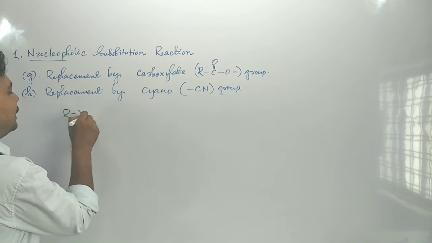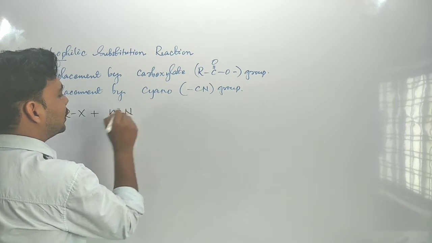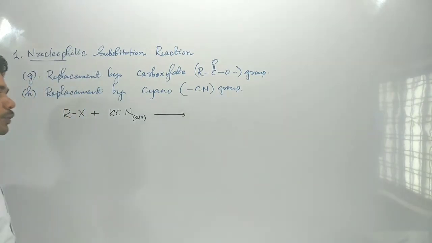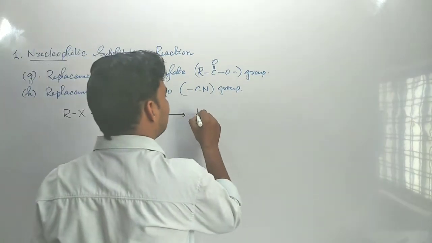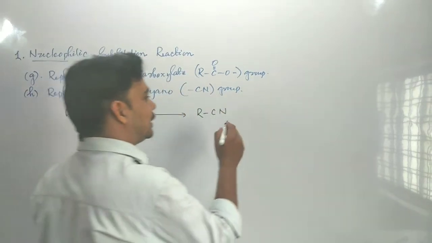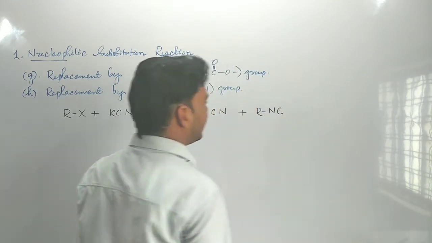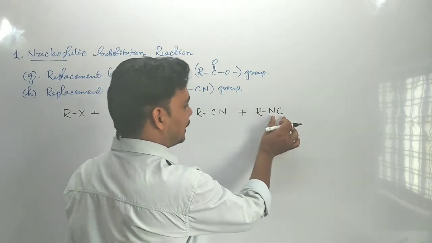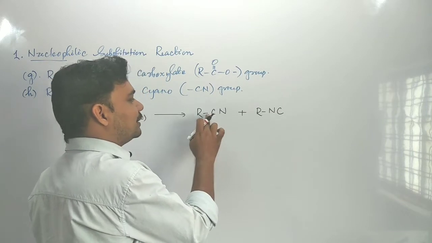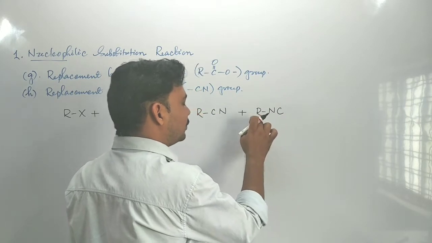When alkyl halide is treated with alcoholic solution of potassium cyanide KCN or sodium cyanide, as a result of nucleophilic substitution reaction, alkyl cyanide is obtained in major amount along with the formation of a little amount of alkyl isocyanide. This is alkyl cyanide, this is isocyanide. There is only a difference with respect to their linkage. Here carbon is attached to the alkyl group, whereas here nitrogen forms the bond with the alkyl group.